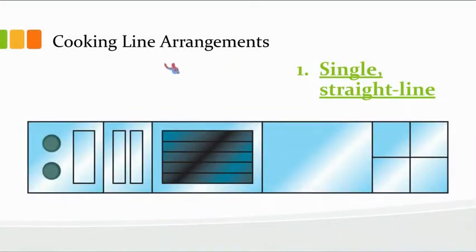So we have different types of cooking lines. So this is a single straight line. All your work is going to be done right here. So this is more than likely going to be your prep station. Fry, griddles, all of that. Anything that you're going to need is going to be on this one long line right here.